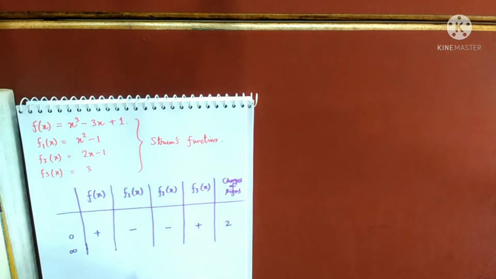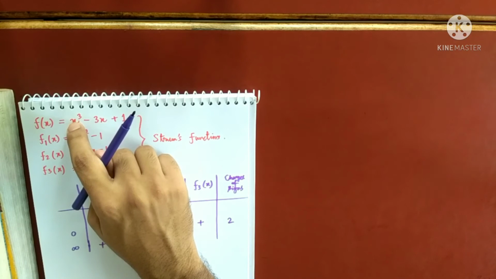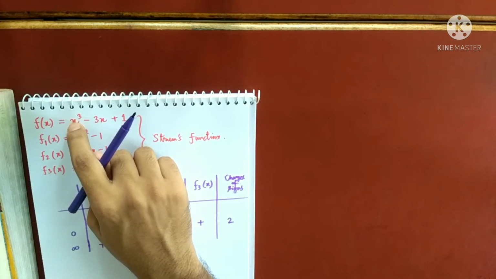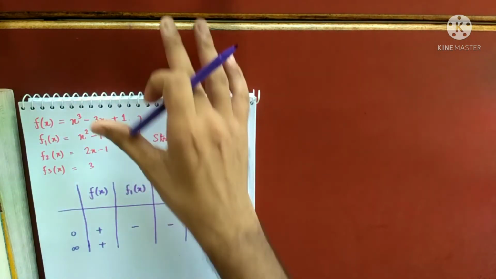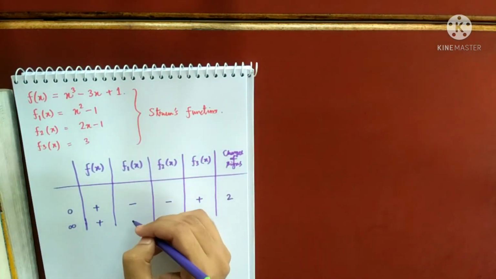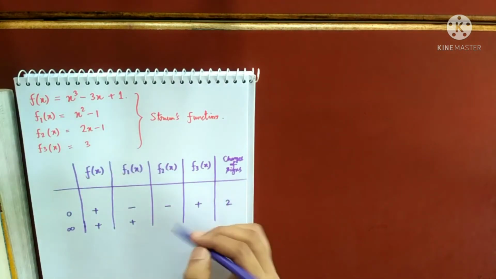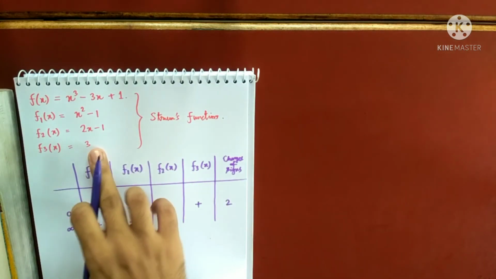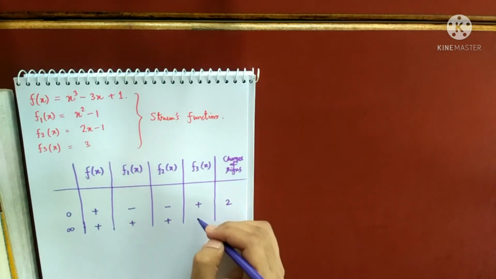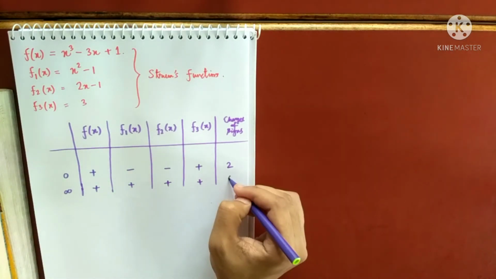What is the sign of x cube? It is positive, so it will be positive. If there would have been minus x cube and you are putting infinity, then it will be negative. So it will only depend upon the highest power term. The highest power is x square, which is positive. The highest power is 2x, so 2 into a very big number minus 1 is definitely positive. If you are putting infinity, it is remaining 3, which is positive. What are the changes in sign? No changes in sign, 0.